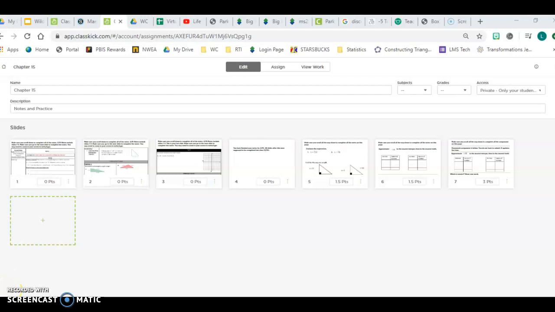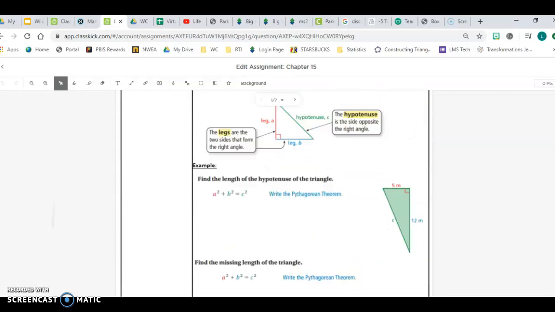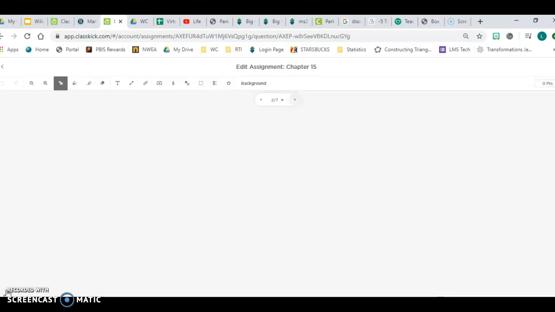Alright, so we are using ClassKick again for notes. Once you hit that link in Schoology, it should bring you to something that looks like this. Make sure that you're scrolling down. You'll notice there's a note at the top. I put today's notes at the front of your ClassKick, and so you still have all of the same slides that you did the other day.